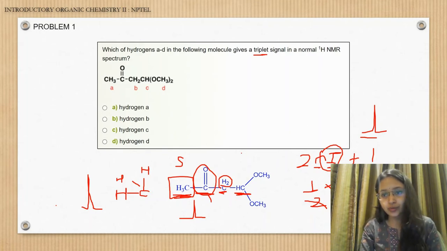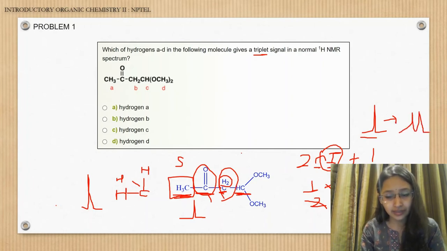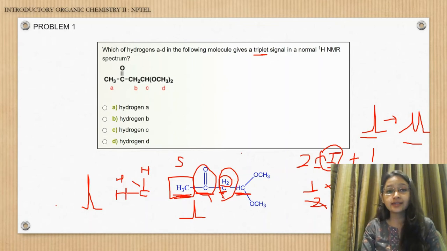So according to the n plus 1 rule which we have concluded, n is the number of hydrogens present in the vicinity of the particular hydrogen we are talking about. If it is 1, then 1 plus 1 equals 2, so you are going to get a doublet for this CH2. Now this singlet in 1H NMR will split into a doublet pattern. So you are going to see this pattern in 1H NMR instead of a singlet for this CH2. Is it clear?